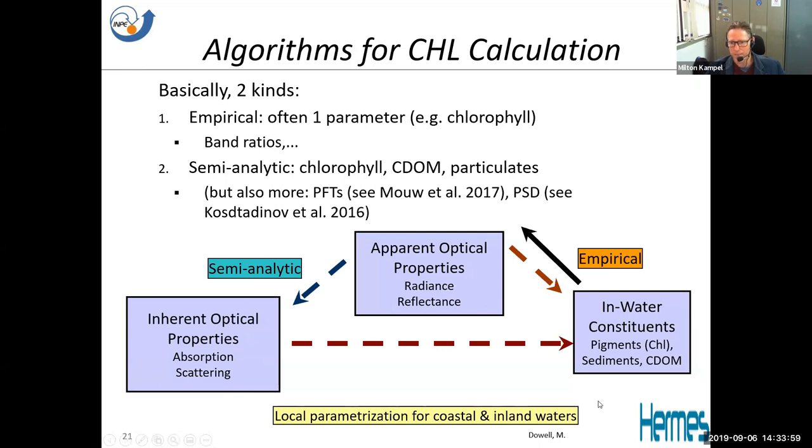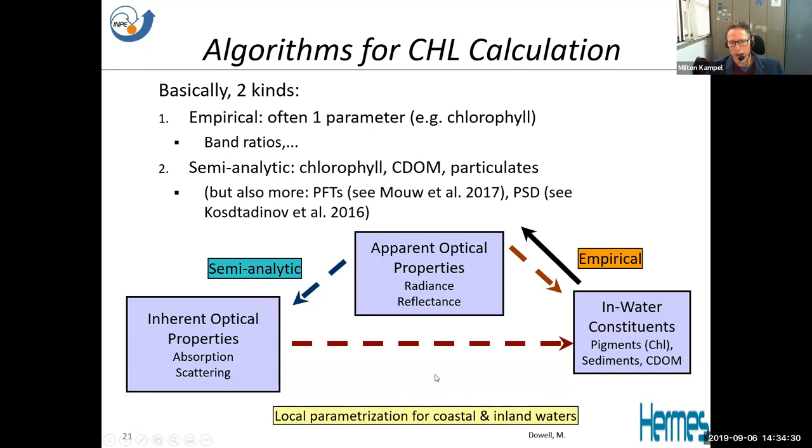So here I have a schematic diagram showing that what you get on satellites are radiance or reflectance, remote sensing reflectance or marine reflectance, if you wish, and those are called apparent optical properties. If you apply semi-analytic algorithms, you're going to derive inherent optical properties, such as absorption and scattering coefficients. If you apply empirical models, you're going to have in-water constituents, such as chlorophyll concentration, for example, suspended sediment concentration, and so on.